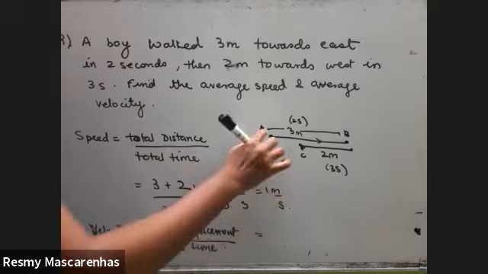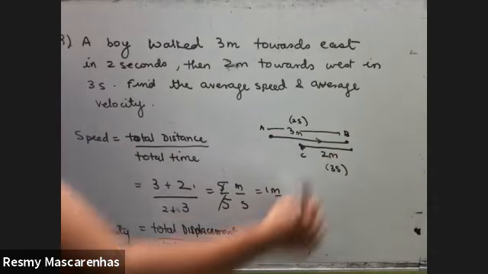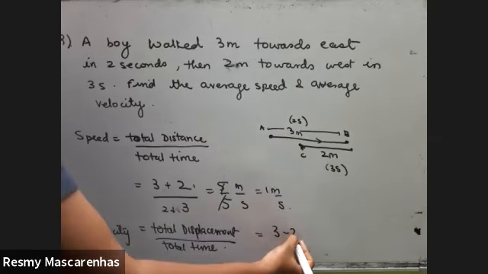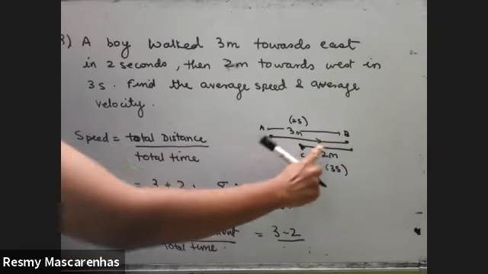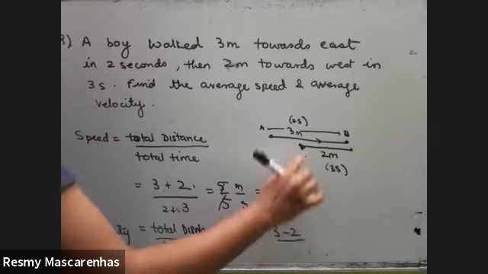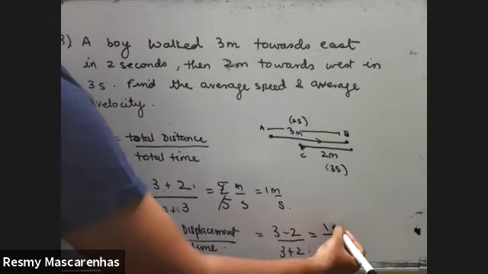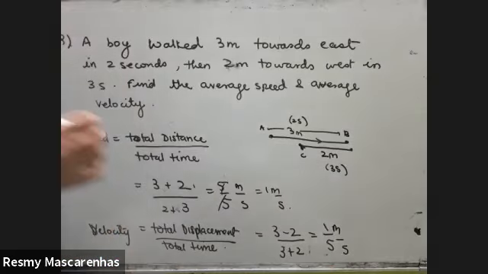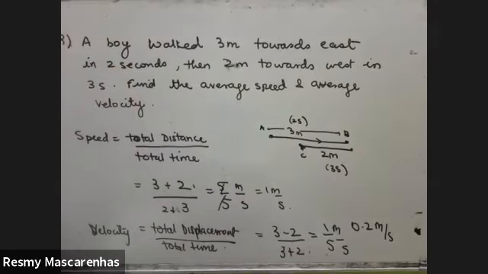How do we get it? This is going in the positive direction, so I'll take it as plus 3. Coming back, 3 minus 2. This is the difference from 3 and then back to 2. Total time is anyway added on. So 1 by 5 meter per second, which will be 0.2. So this is the difference between speed and velocity.